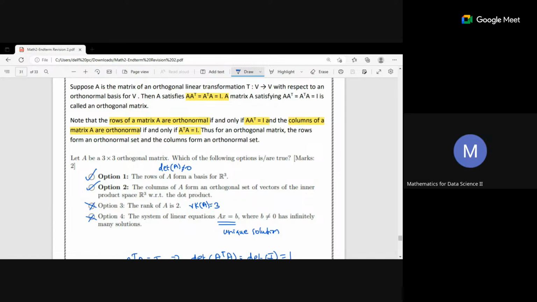Okay, ma'am. What is the week-wise weightage for the interim?